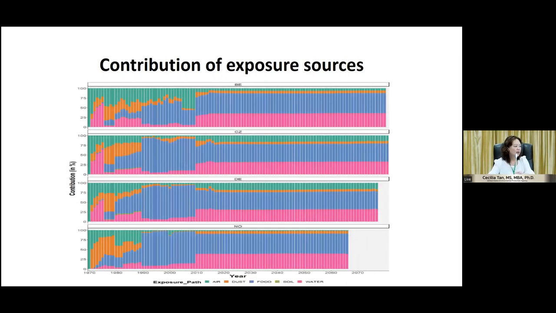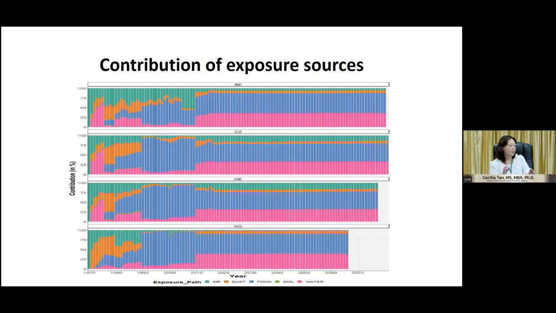And because they have the exposure data or model, they were able to predict the contribution from different sources. The green is air, the orange is dust, the blue is food, green is soil, and pink is water. So you can also compare different countries. The way I look at it, I think they're very similar. At the very beginning, the major source is air, and then that contribution becomes less and less over the years.